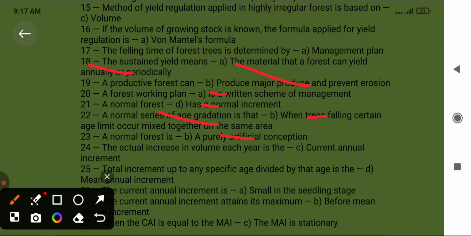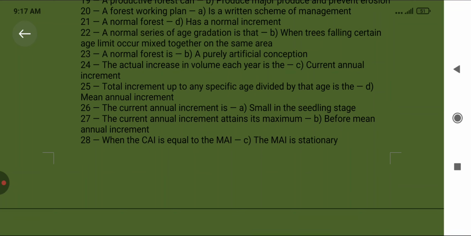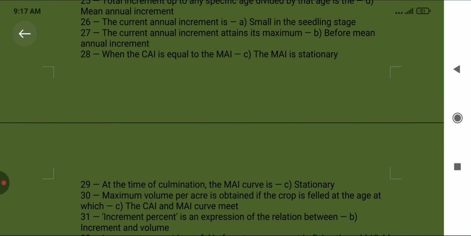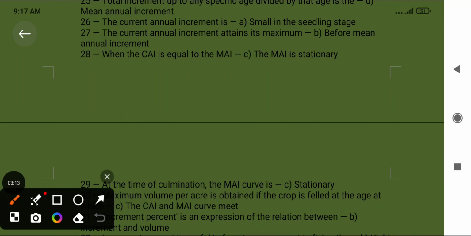conception. The actual increment in volume each year is the current annual increment. Total increment up to any specific age divided by the age is the mean annual increment, and we can see the current annual increment is small in the seedling stage. The current annual increment attains its maximum before the mean annual increment.